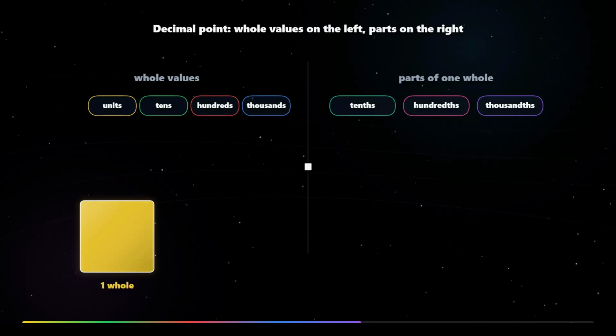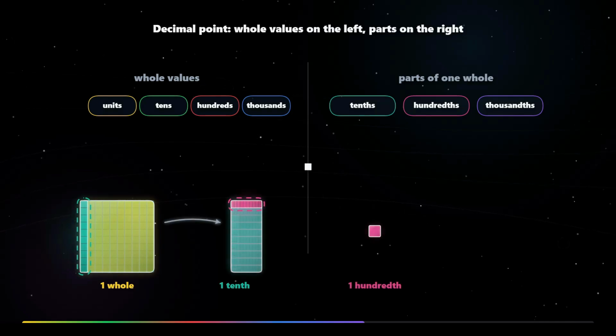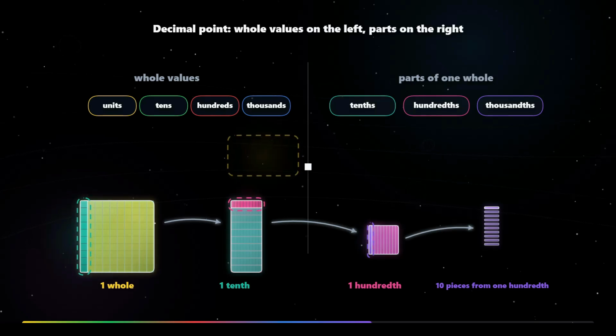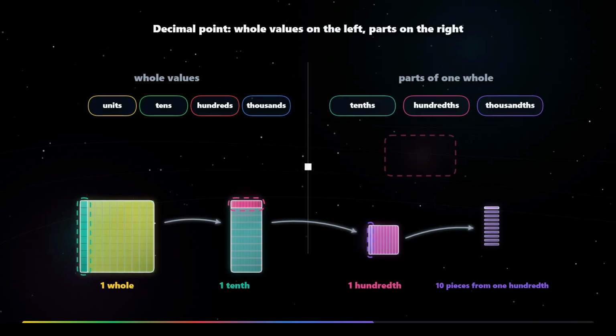Imagine one whole block. If it is split into 10 equal strips, each strip is 1/10. If it is split into 100 equal squares, each square is 1/100th. If it is split into 1000 tiny pieces, each piece is 1/1000th. The decimal point is the anchor. Immediately to its left is the units place. Immediately to its right is the tenths place, then hundredths, then thousandths.